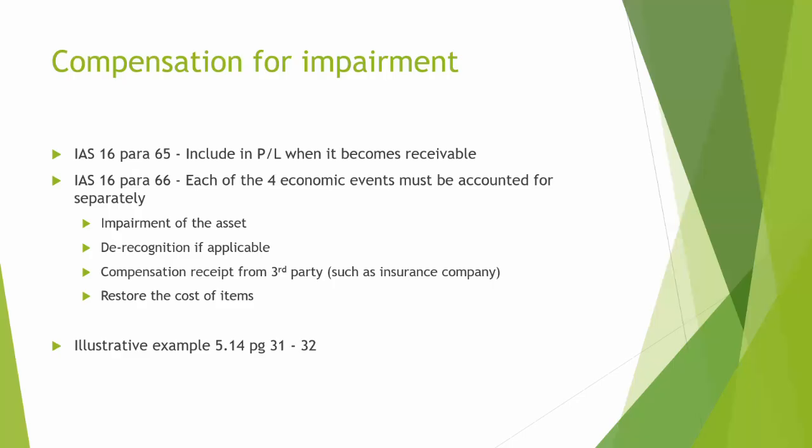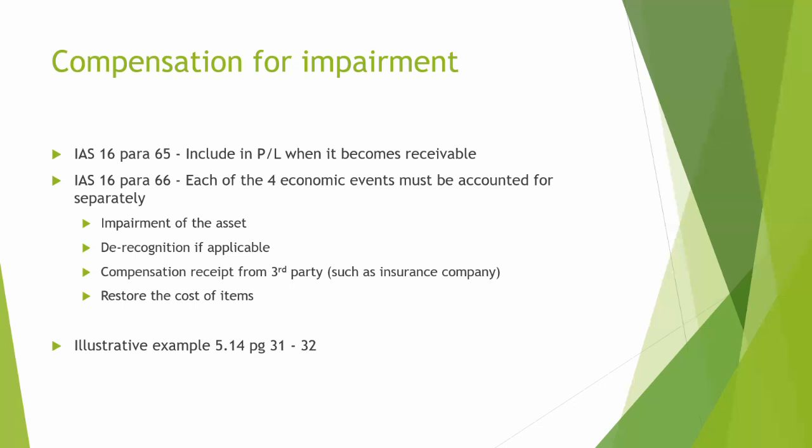Then you recognize the compensation from the third party, the proceeds from the third party coming into income. And after that, you would purchase or restore the items with that money, and that would then be capitalized as a new asset. So in substance, we have 4 events. Although it seems like it's one event, I crashed my car, therefore I'm getting paid out from insurance and going to go and buy another car, it is 4 separate economic events.